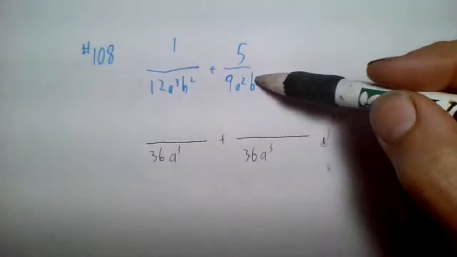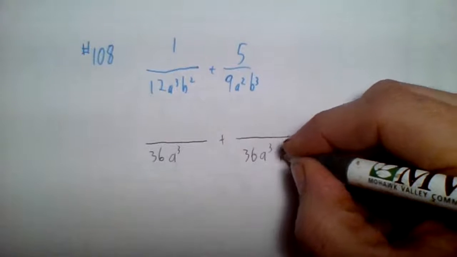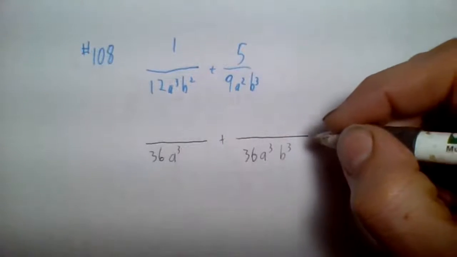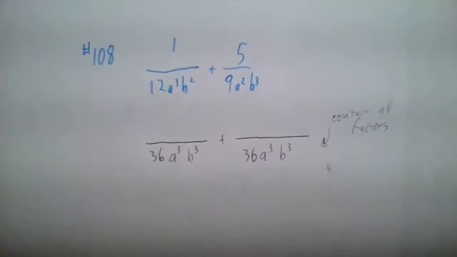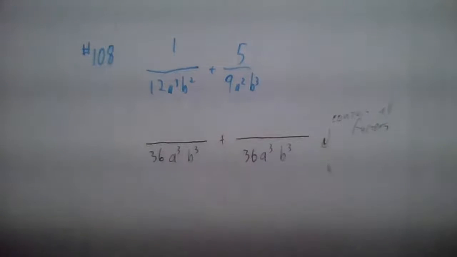And b squared and b cubed, I'm going to go with b cubed because it has to contain a b cubed. And b cubed contains b squared. So this is the larger exponent on each of these. We're looking at a common multiple now. We're not looking at a common factor. So we go with the bigger exponent on those things. It's got to contain all of what I have up above.